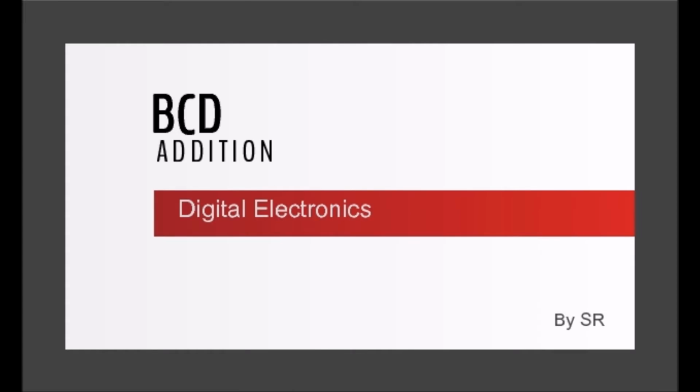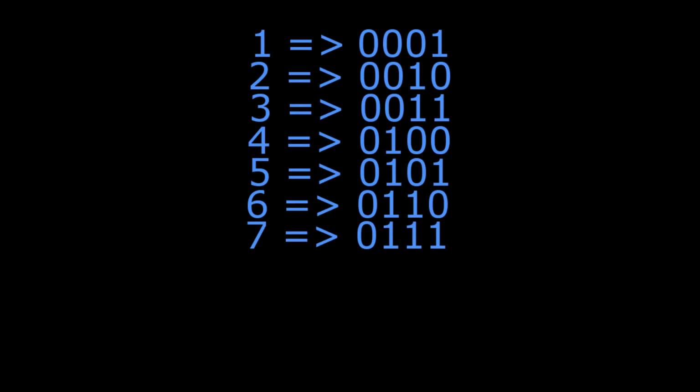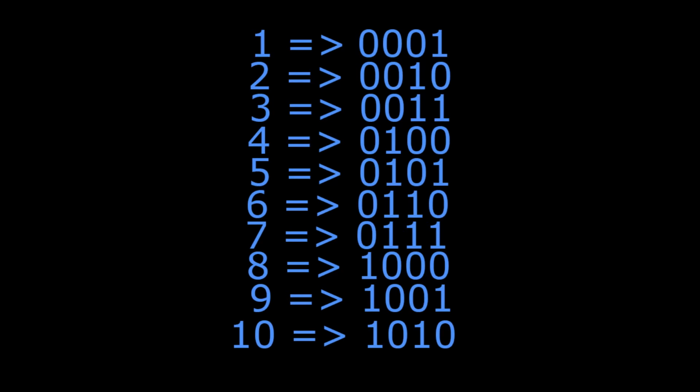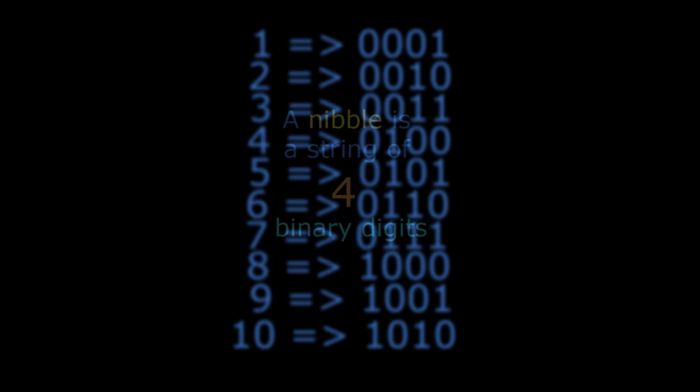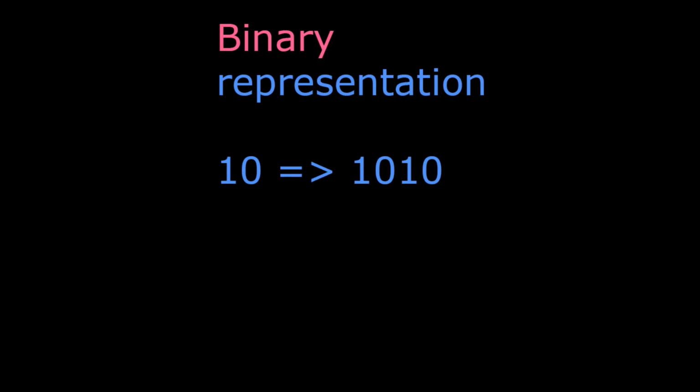Let's first check how decimal numbers are represented in BCD format. As you can see, it's quite similar to the binary representation. But wait, it's okay till decimal number 9. A nibble is a string of 4 binary digits, and each decimal digit is represented in nibbles in a BCD number. So, binary representation of decimal 10 is 1010, and it's okay.